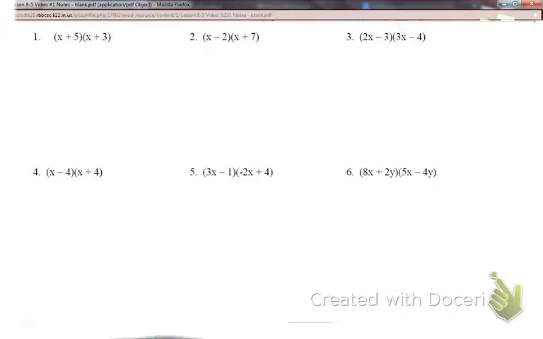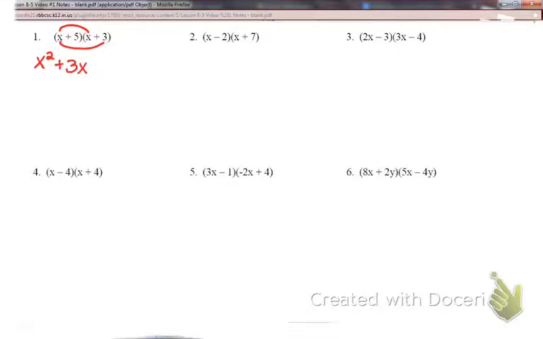Okay, now let's try some examples where there's actually some numbers going on. Again, we're going to use this FOIL method. So here we are with example number 1. We're going to start with the firsts. The firsts are x times x. X times x is x squared. Then we're going to do the outsides. That's x times 3. And that's just 3x. So you put plus 3x.